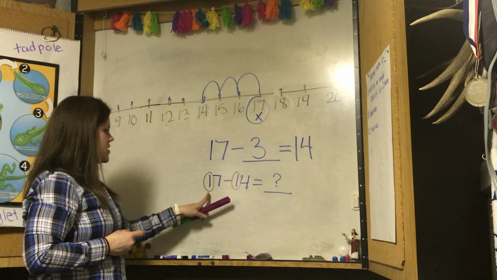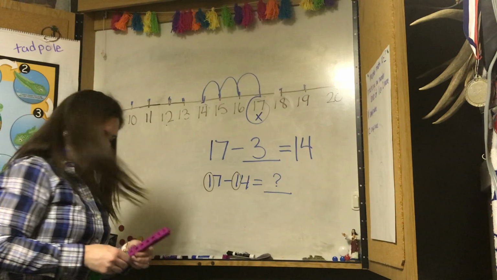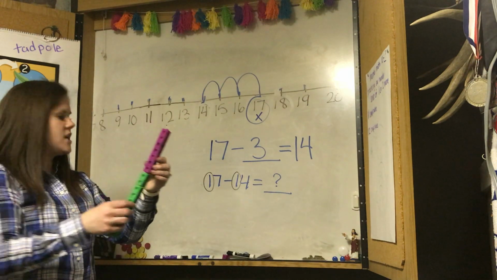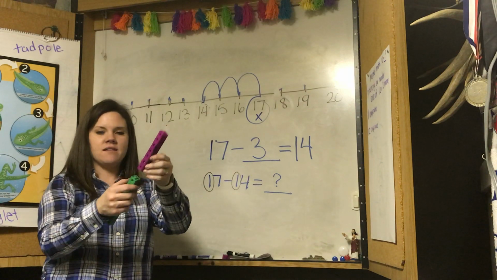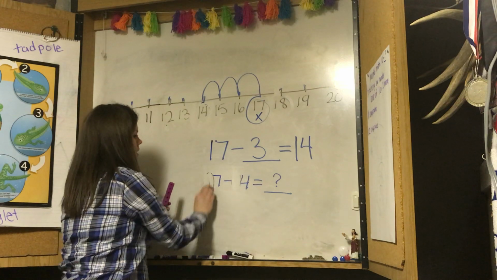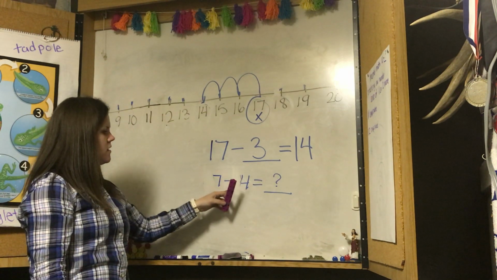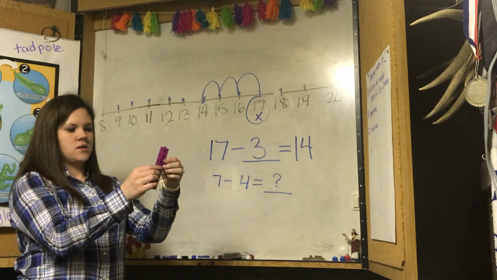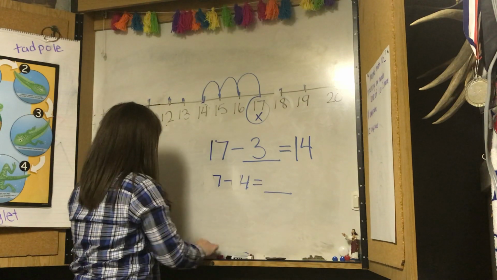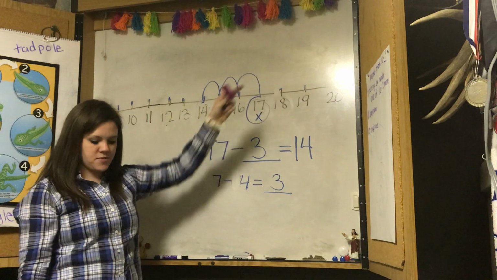So if I'm taking away 14 out of 17, I'm taking that 10 away. Part of my 10 already fell. If I'm taking 14 away from 17, I'm taking that 10 away, right? And now I'm left with 7. So now my number sentence is 7 minus 4. 7, take away 4 is 3. Does that confirm that that's right and that those hops are right?